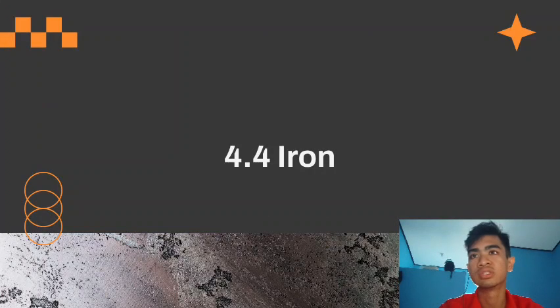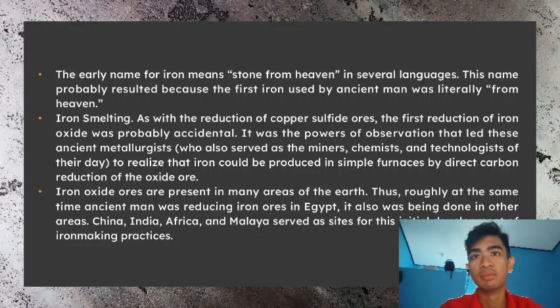We move next to chapter 4.4, iron. The early name for iron means stone from heaven. In several languages, this name probably resulted because the first iron used by ancient man was literally from heaven.